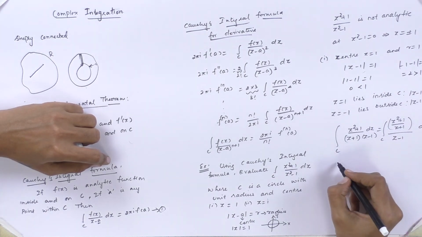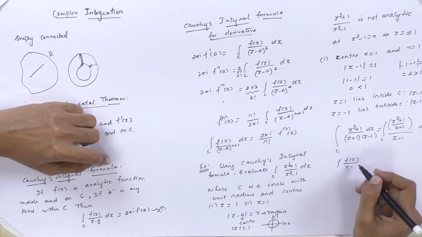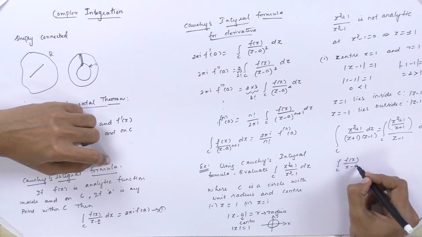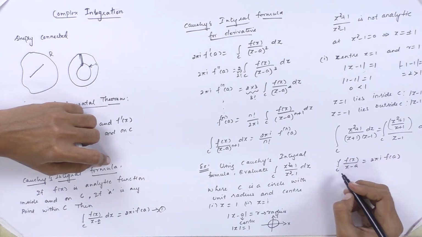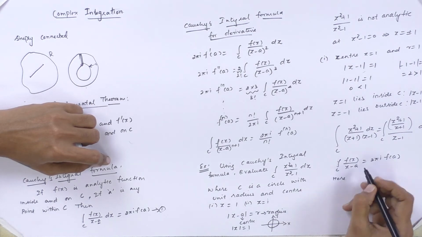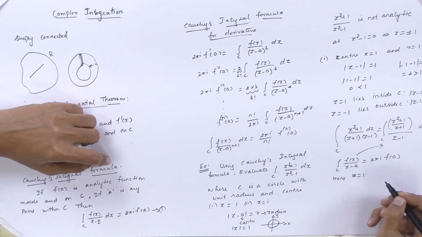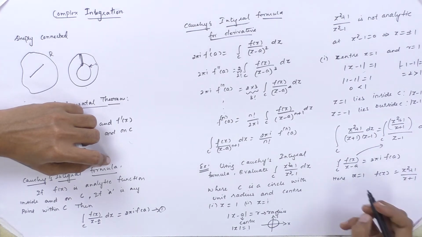So it is of the form integration over C of f of z upon z minus a is equal to 2 pi i into f of a. Here, comparing this with this, a is equal to 1 and f of z is equal to z square plus 1 divided by z plus 1.